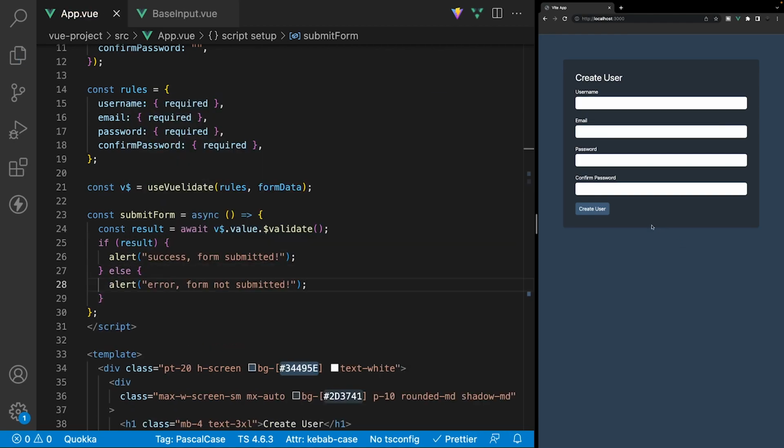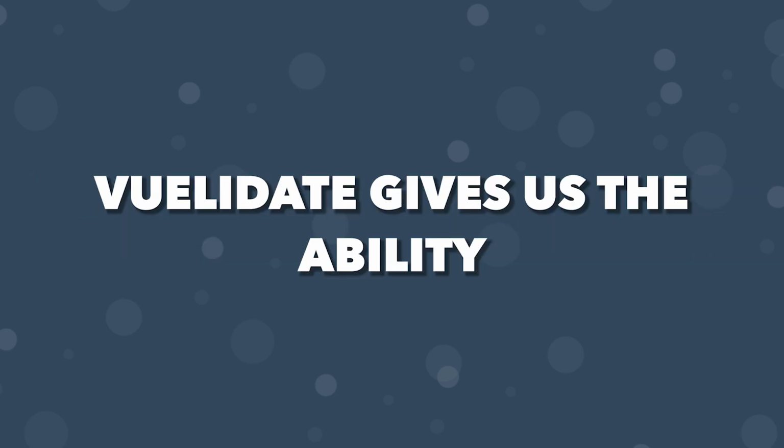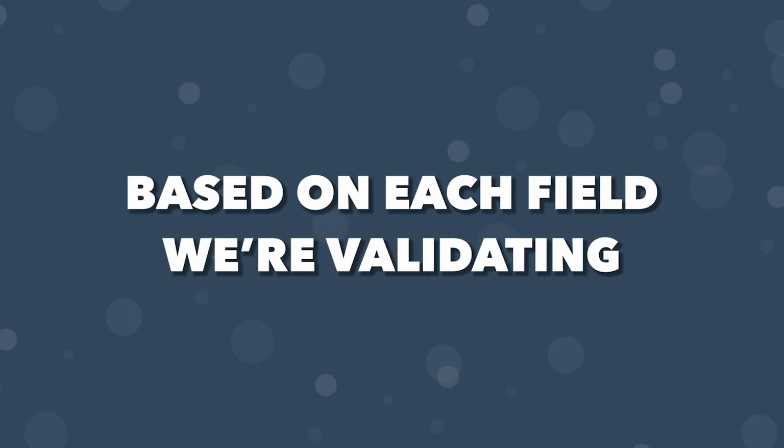Let's check this out. Since we specified that all fields are required, if we submit an empty form, we are alerted that the form was not submitted. If we then fill all the fields in, the form will be submitted successfully. Informing users of the error is a standard practice when validating fields. Vuelidate gives us the ability to easily output errors based on each field we are validating.